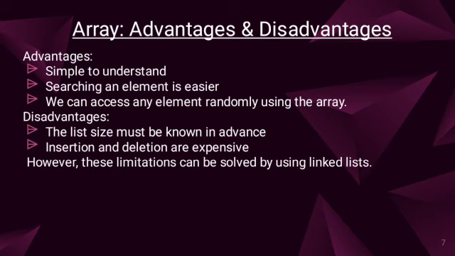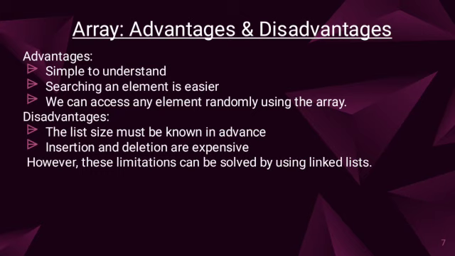Next we see the limitations of using the array data structure. First one is the list size must be known in advance. If we declare the size of the array as 10, but we have only 5 elements to store, it wastes half the space of the array. Second one, insertion and deletions are very expensive. If we insert one element, then we shift all the elements one step forward from their position. Same as if we delete one element from the array, then we shift all the elements one step backward from their position. So the insertion and deletion operations are very expensive by using an array data structure.